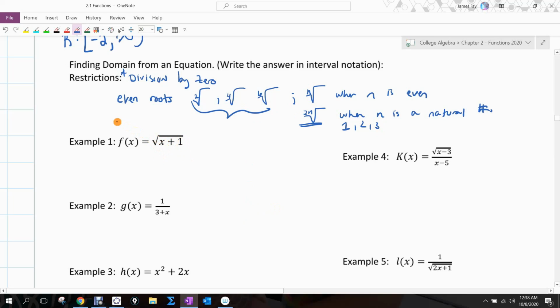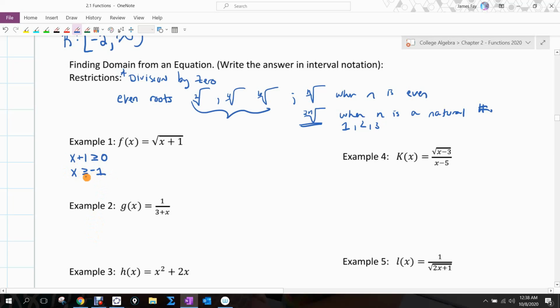So going through these examples, example 1 says, how do I determine what the domain is of this? Well, this number cannot be negative. So the way we do this with square roots or fourth roots or sixth roots is you take the radicand and you say that it has to be positive or 0. Okay, so x plus 1 has to be greater than or equal to 0, and I solve that. x has to be greater than or equal to -1.